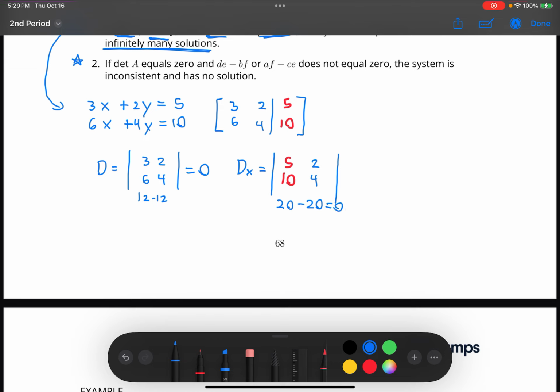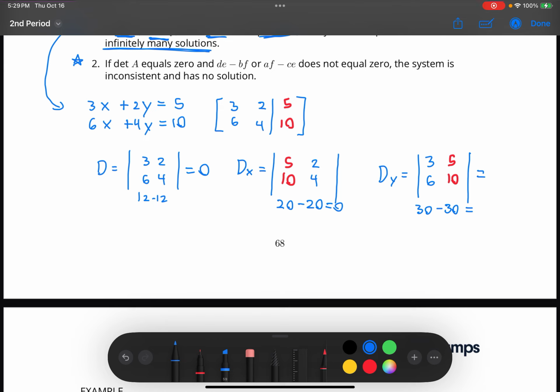Okay, and then finally, the determinant of y, that's what we replace this column right here with this column. Okay. So we're going to write a 3 and a 6, and we're going to replace the y column with a 5 and a 10. Now again, if you do the determinant, you'll find out that you end up with 30 minus 30, which is also 0.